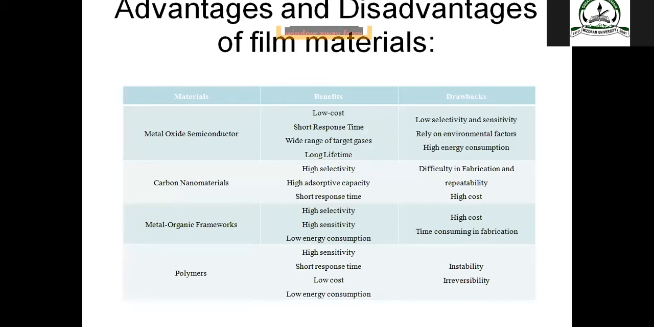Some of the common sensors used are metal oxide semiconductor. It is basically stable, with a long lifetime. You can reuse the sensor, and it has a short response time. But the only drawbacks are slightly low sensitivity compared to others, and a little bit high energy consumption, because metal oxide is non-conducting, and that is why maybe high energy is required.